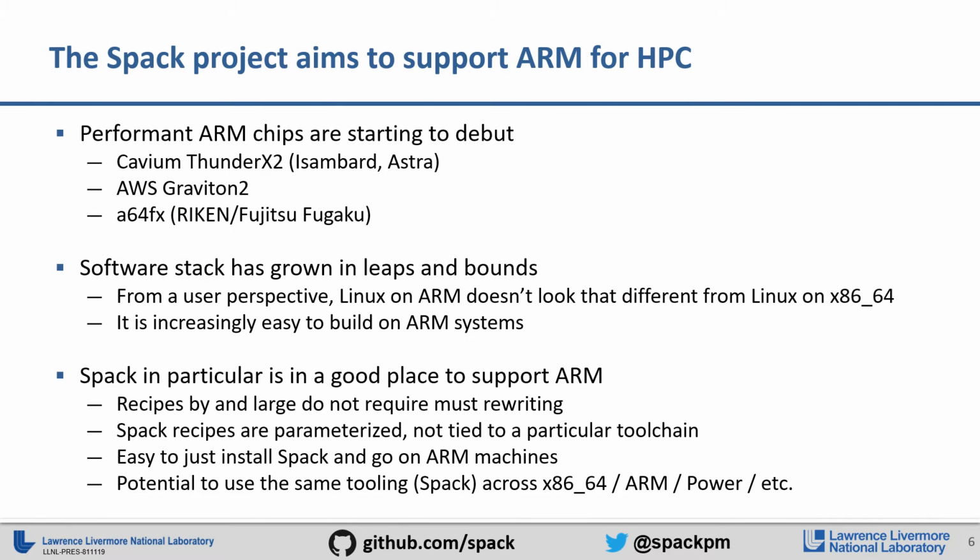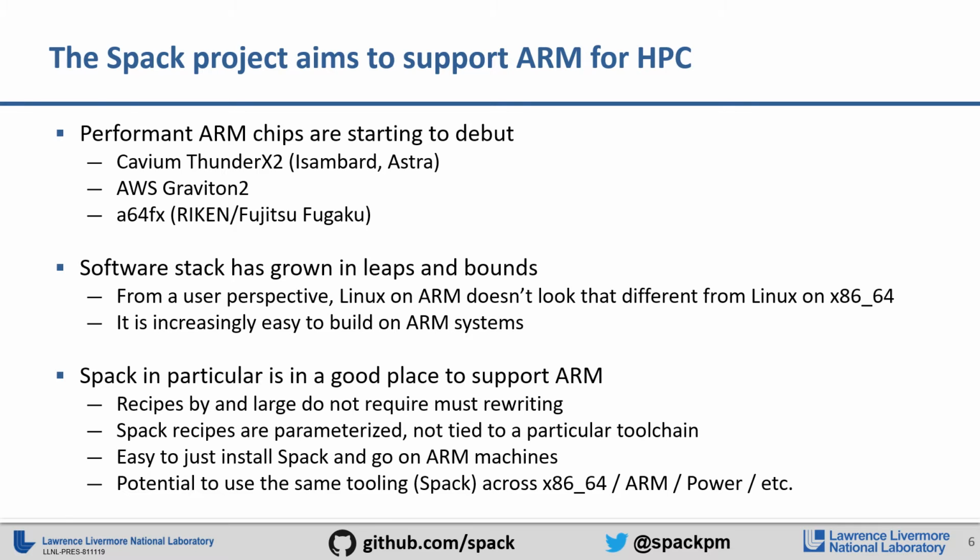We aim to support ARM for HPC because we've seen what everyone else has been seeing. There are lots of performant ARM chips starting to come out. ThunderX2 has been in Isambard and Astra for a while. Graviton 2 is in AWS now and has really good price performance compared to some of the x86-64 options. And then obviously the Fugaku machine is now number one in the world.